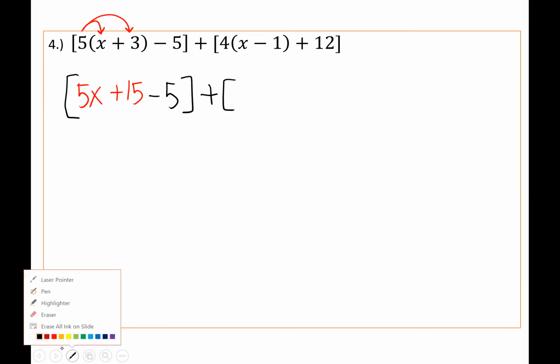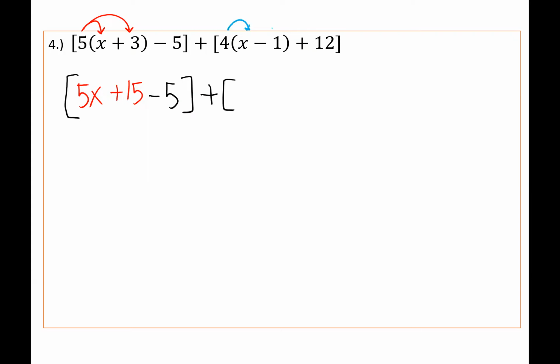Well, there's a 4, and then there's parentheses, x minus 1. So let's distribute that 4. 4 times x is 4x. 4 times negative 1 is negative 4. So I'm writing 4x minus 4. Then there's also plus 12. Close the square bracket. So we have 5x plus 15 minus 5, that's all in one square bracket, plus square bracket, 4x minus 4 plus 12, close square bracket.